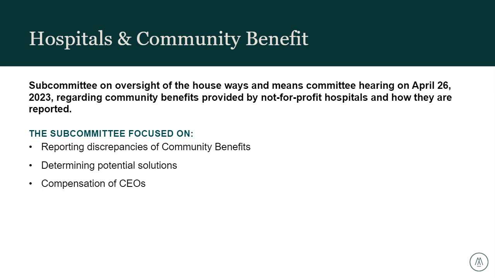So the committee focused on reporting discrepancies of community benefits. For the most part, the Medicaid reporting is pretty straightforward. But you get into some of the other types of community benefits, and maybe one organization is better at tracking it than another, or maybe they interpret what can be included differently. And so then you're not comparing apples to apples. You may be comparing apples to bananas to oranges, and that's really hard to establish and see which hospitals are exceeding and providing the benefits that they need to, and which may be lacking. Also, they discussed potential solutions. They also focused on the compensation of CEOs.